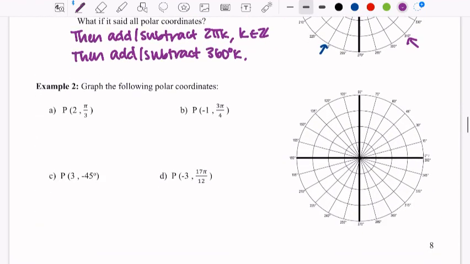All right, so we're going to graph these polar coordinates. There are 4 of them. I want you to go ahead and pause the video and try graphing them yourself, and then unpause when you're ready, and we'll check our answers.